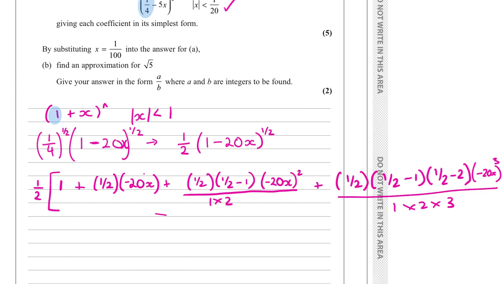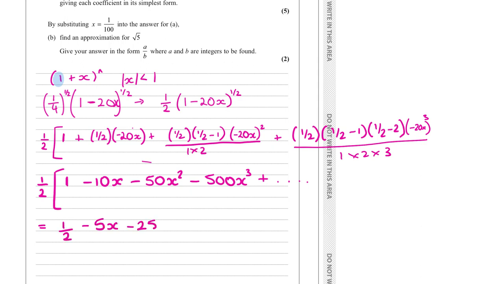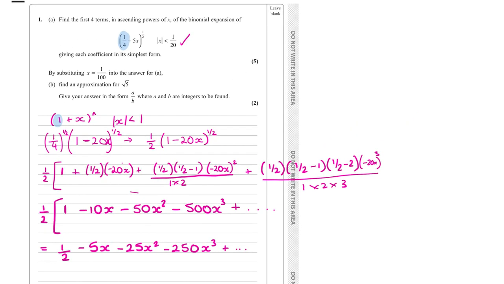So let's simplify this now. I'm going to still leave this half out. So I'm going to have 1 minus 10x, negative 50x squared, minus 500x cubed, and then obviously plus or minus. Now we need to multiply this all by a half. So we're going to have a half minus 5x minus 25x squared minus 250x cubed plus or minus. So there we have it, and given each coefficient in its simplest form.